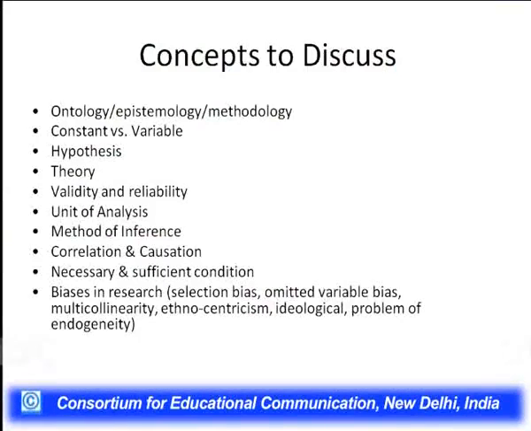Then two important things that I would like to explain today. One is correlation and causation, and the other is necessary and sufficient condition. So correlation, sometimes people confuse correlation with causation. Correlation basically is when two events are correlated. Say for instance, A is changing and B is changing, so that is correlation. But please remember that correlation is not causation.